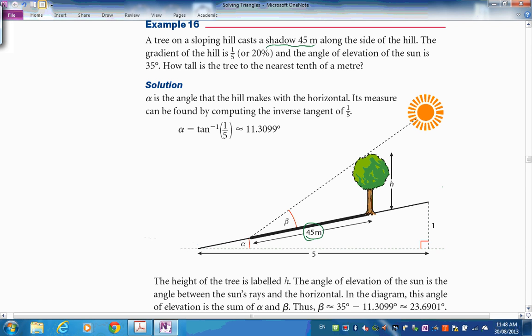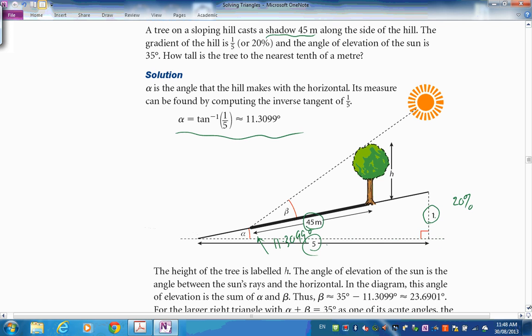Okay. All right, well, if the gradient of the hill is 20%, that means 1/5. 20% is 1/5. So that's the slope of the hill, 1 is to 5. And so what is this angle in here? Alpha is, here we are, it's 1:5. This angle is 11.3099 degrees. Okay, so we're going to have to use that in a minute.